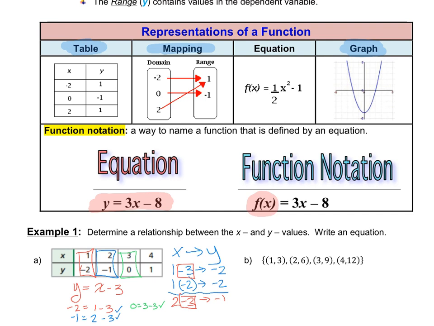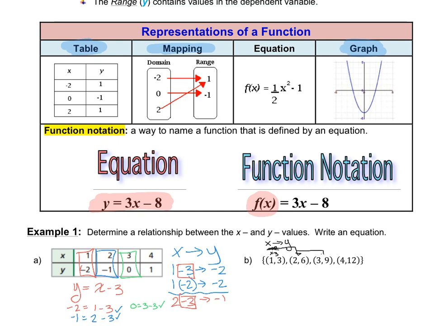Okay, in example B, what's happening to the x to get to the y? Well, it looks like to get from 1 to 3, I could possibly add 2, or 1 times 3. I could multiply by 3 and get 3. So I'm looking to see if I'm adding 2 or multiplying by 3. Well, let's try to add 2 in here. 2 plus 2 would get me 4, so this is not working. What about times 3? 2 times 3 is 6, yes.